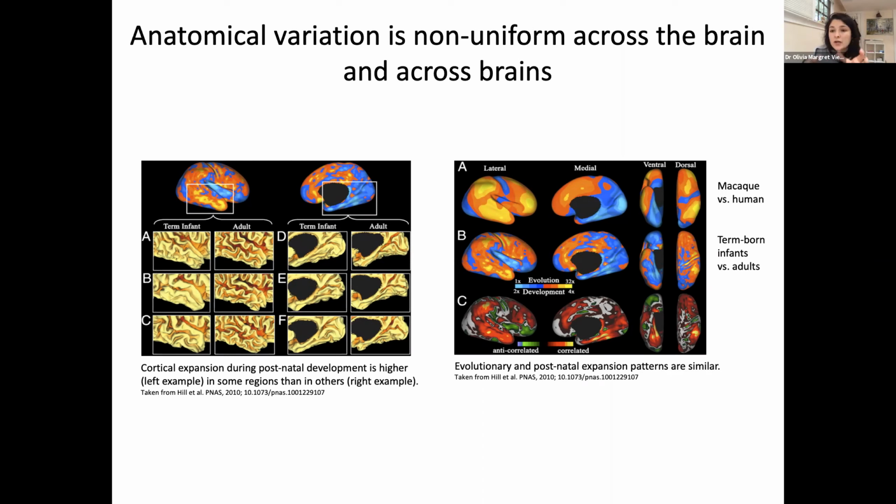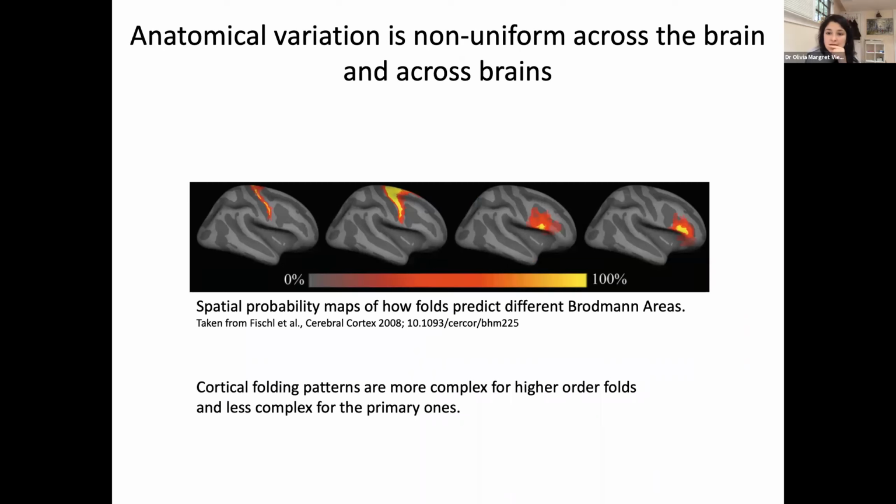And the early regions, also called primary regions, this is something like somatomotor, and higher order folds, also often referred to as association cortex, are those that are really more variable in anatomy across us. And here I'm coming back to what I showed in the first slide. That was nicely demonstrated by Bruce Fischl and his paper on predictability of Brodmann areas from cortical folding patterns. Higher order folds are more complex and have lower predictability than primary folds that are less complex.